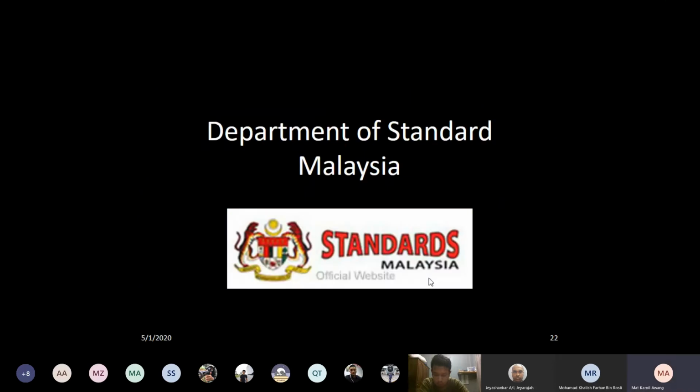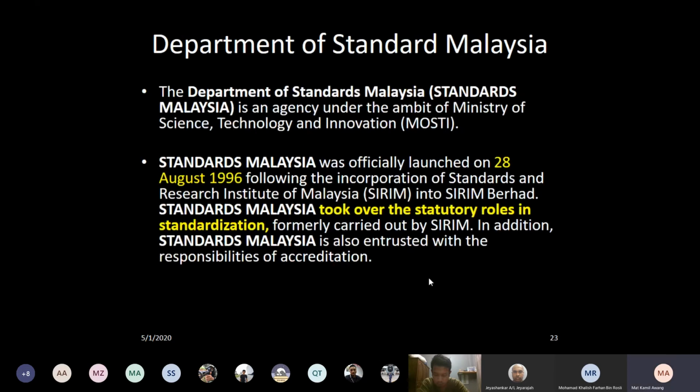So until now, SIRIM, starting from 1996, is a corporate body, SIRIM Berhad. Another one is the Department of Standards. This is actually a government body. The Department of Standards Malaysia, now called Standards Malaysia, is an agency under the ambit of MOSTI, the Ministry of Science, Technology and Innovation. And now the minister is Khairy Jamaluddin.